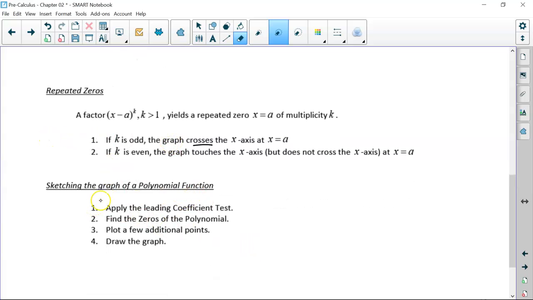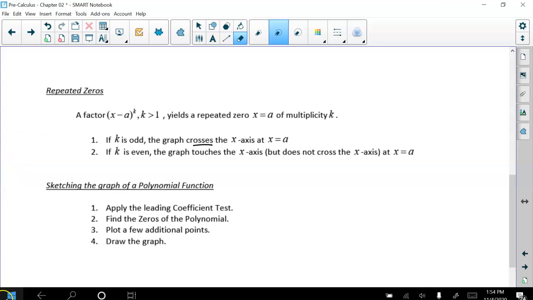So to sketch a graph of these, we apply the leading coefficient test to see what the basic shape would be, find the zeros, plot a few additional points, and then draw the graph. We'll be doing that in the next lesson.